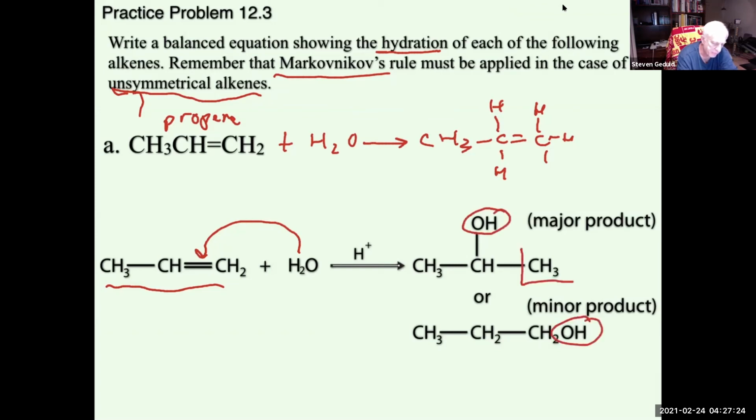Because here you have 3 hydrogens. Here you only have 2 hydrogens on the carbon of the double bond. And hydrogen likes hydrogen. Okay. So your major product is 2-propanol. Your minor product is 1-propanol.